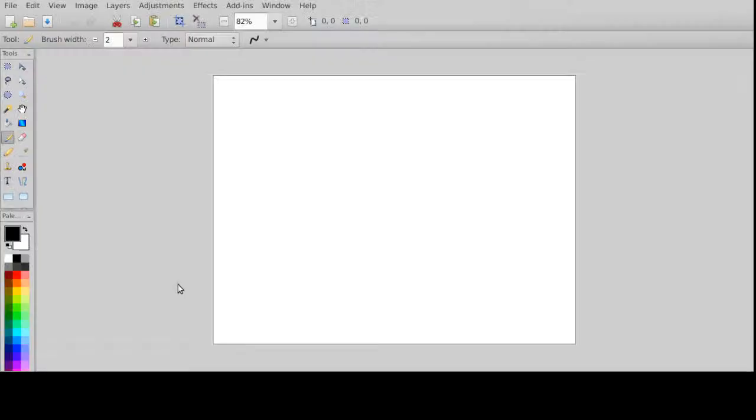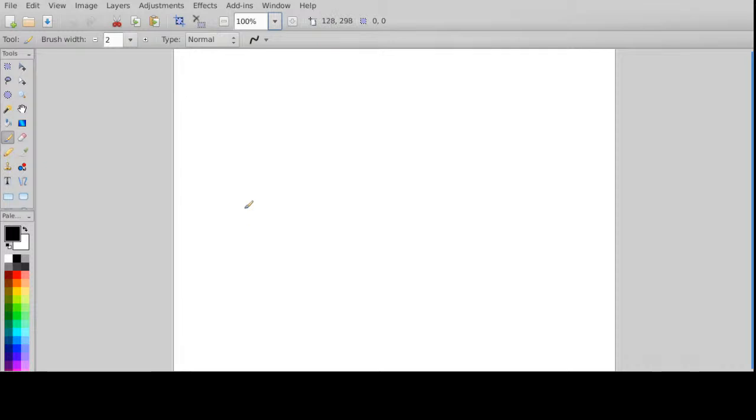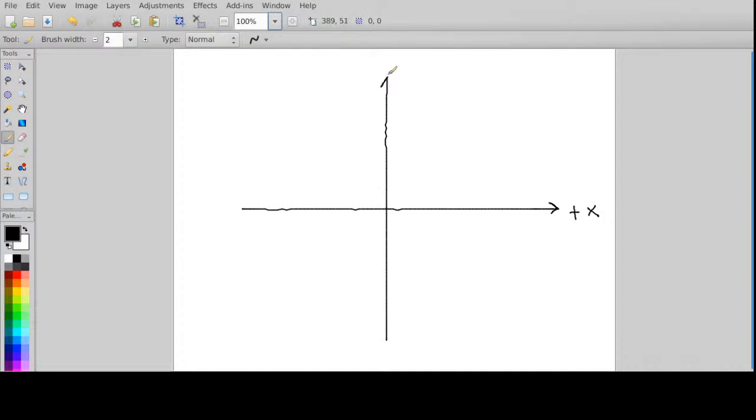Let me bring up my... oh, it came up. There it goes. All right, and let me make that a little bit bigger for you. So let's draw our x-axis this way, so there's plus x. And our y-axis this way, so this direction is plus y, like that.